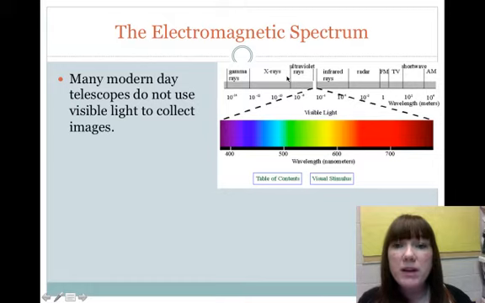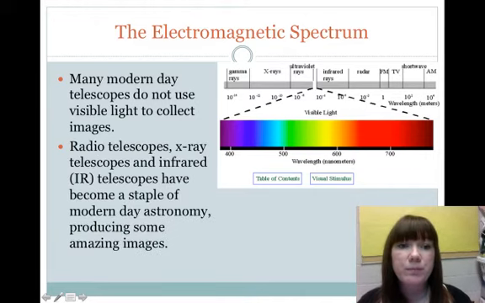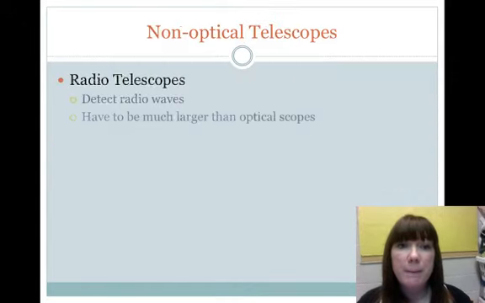But if we look on both sides there, we see that the things to the left are much shorter wavelengths: gamma rays, X-rays, and ultraviolet rays. And then to the right we have the longer wavelengths: infrared, radar, and radio waves. Radio telescopes, X-ray telescopes, and infrared telescopes have really become a staple of modern-day astronomy, and we'll be looking at a lot of different images in this course that are from those different wavelengths.